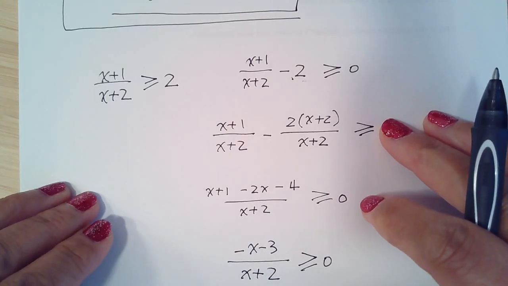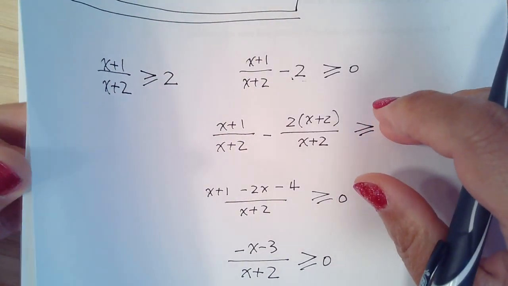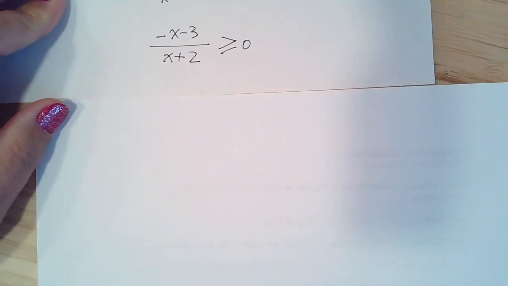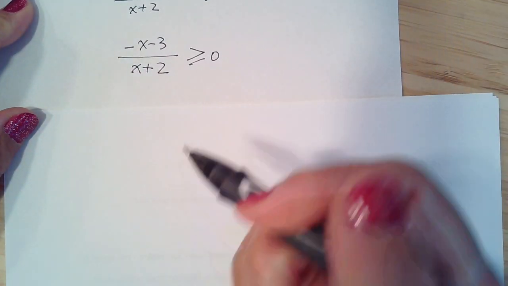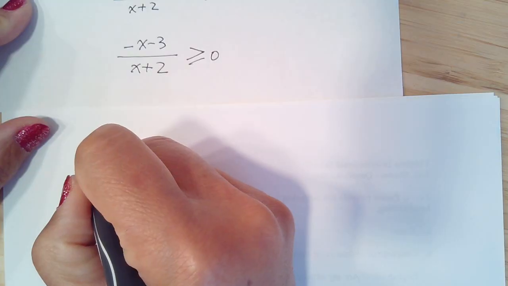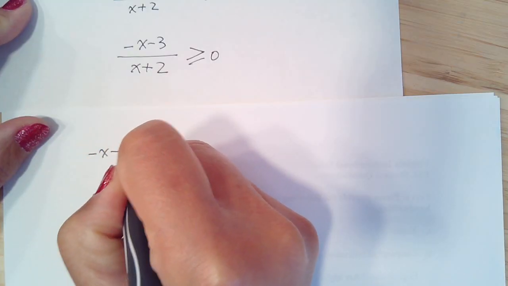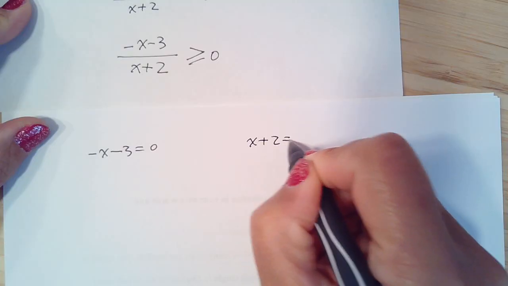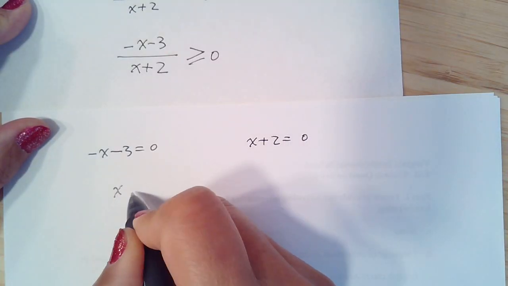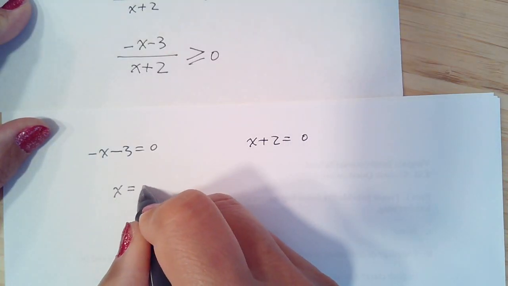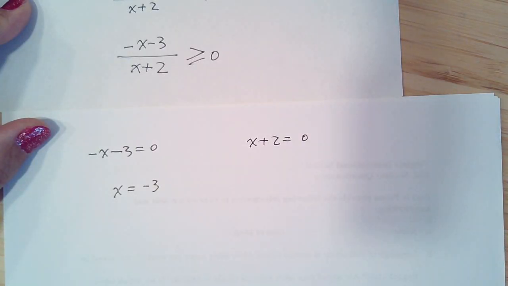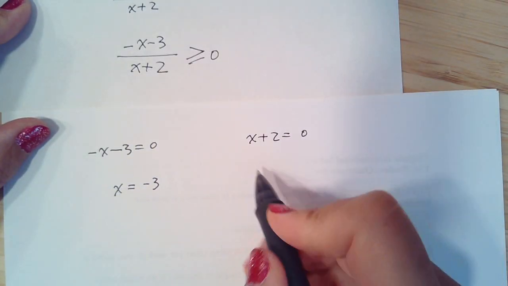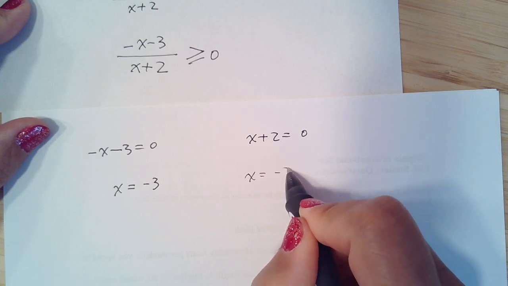Finally, I got something that looks like the one I know what to do. I continue. Gosh, I have so many things to worry about, huh? All right, I continue. I try to solve for the numerator equals 0 and the denominator equals 0. So in this case, x will be negative 3, because I add 3 on both sides and then I change the sign. And this one, x equals negative 2.